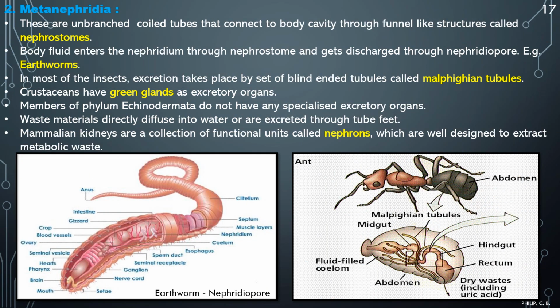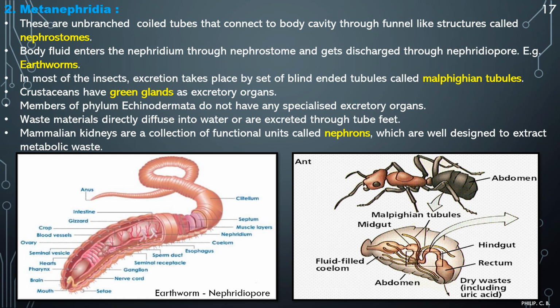Now, second, from protonephridia to metanephridia. These are unbranched coiled tubes that connect to the body cavity through a funnel-like structure called the nephrostome. Body fluid enters the nephridium through the nephrostome and gets discharged through the nephridiopore, for example in the earthworm. As mentioned, annelida has nephridiopore and nephridia, which help in excretion.